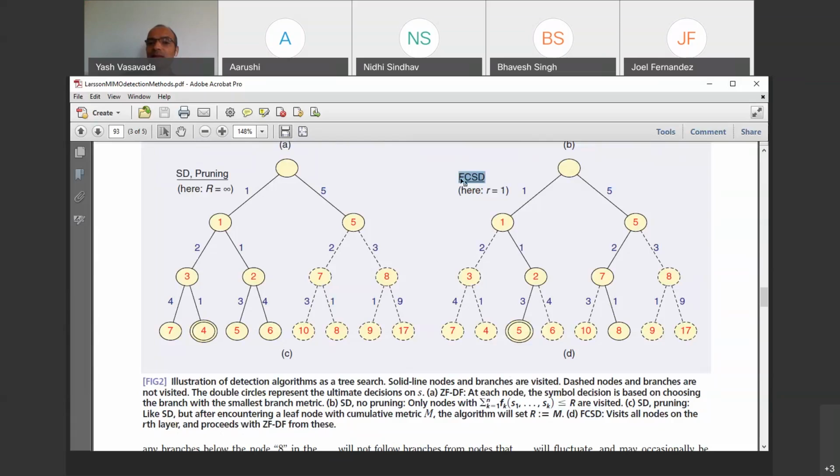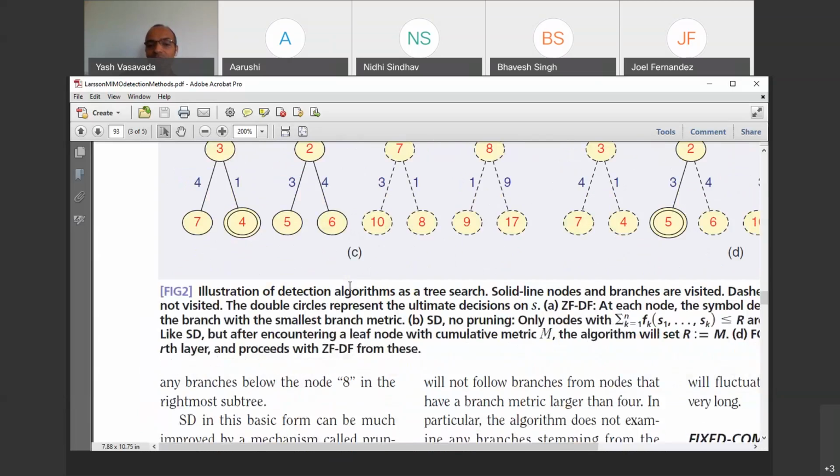The reason it is called fixed complexity is because your complexity is bounded here. You know that you are going to do brute force up to level R, so you know exactly how many computations you will need. And then subsequent to that, you are doing just the decision feedback. And again, that complexity is also fixed. A problem with the sphere decoding, even with pruning, is that the complexity may not be known ahead of time, although it will be definitely much simpler than doing brute force.